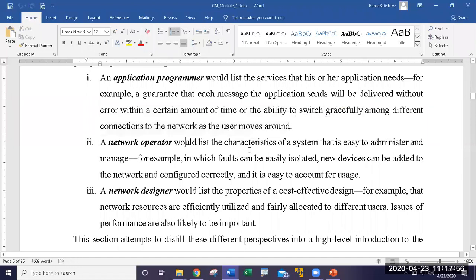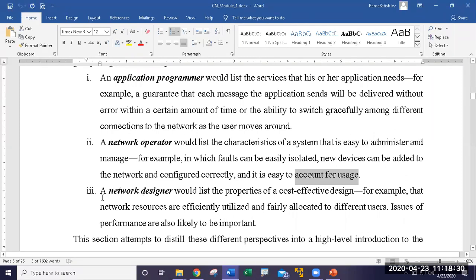The network operator is not worried about whether the application works or not. His main duty is easy administration. He looks into how exactly he can manage and easily administrate, along with easy configuration, easy account usage, and accountability for easy bill generation. All these things he has to consider.